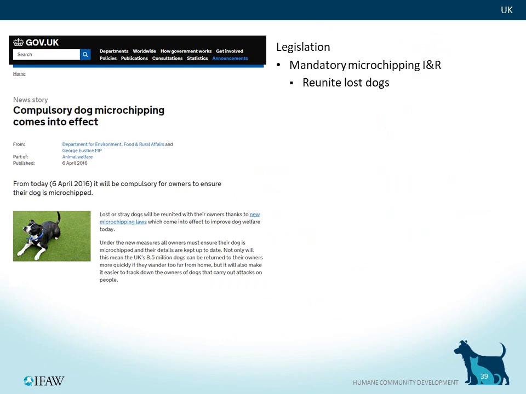So I'd now like to highlight some of the more recent tools used for DPM in the UK. In 2016, it became mandatory to microchip and register your dog. The main purpose of this was to improve the speed and success of reuniting lost dogs with their owners. Many of those 81,000 dogs collected from UK streets in 2016 are lost as opposed to abandoned, and the owners do want them back. And it's estimated that just over half of those dogs are reunited relatively quickly.